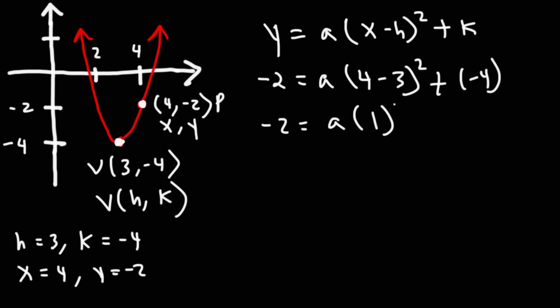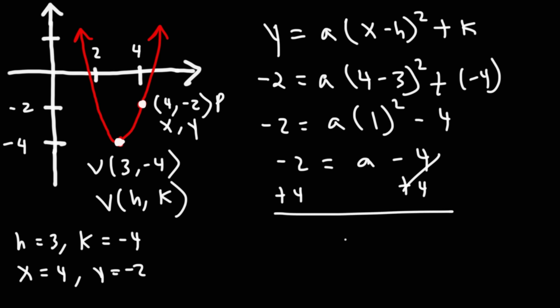4 minus 3 is 1. And so we have 1 squared is 1. So we have -2 is equal to a minus 4. So now all we need to do is add 4 to both sides. -2 plus 4 is 2. So we get a is equal to 2.